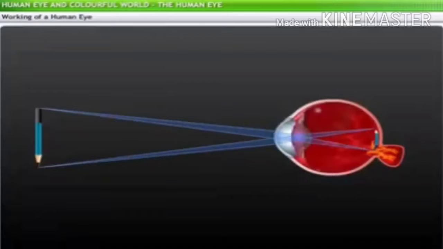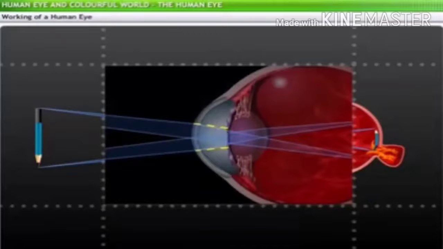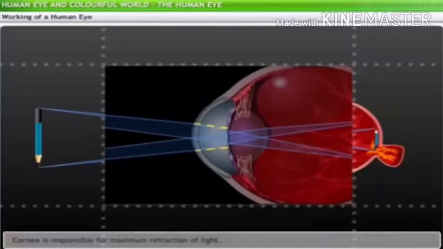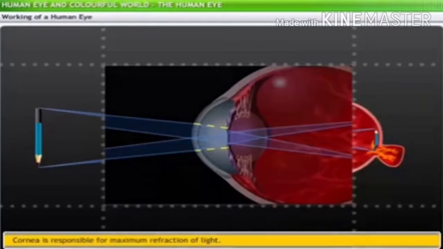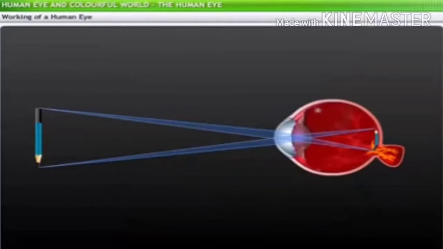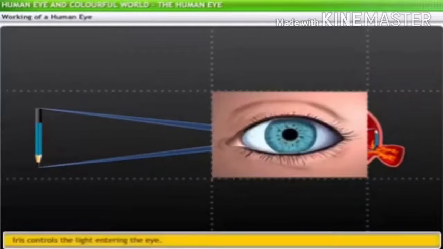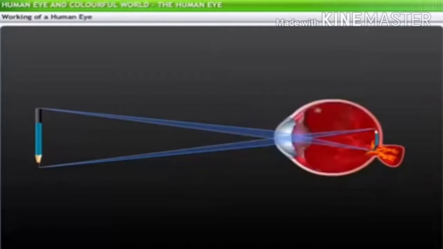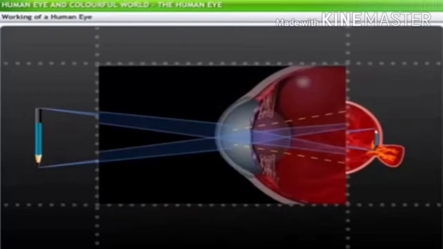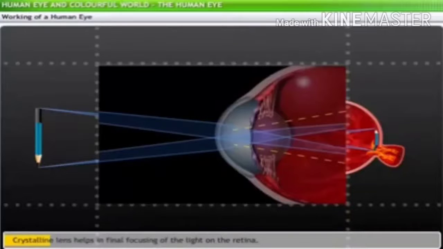When light rays reflect from an object towards an eye, the cornea refracts these rays so that they are incident on the lens. The cornea is responsible for maximum refraction of the light incident on the eye. With the help of involuntary movement of the ciliary muscles, the iris and the pupil control the light entering the eye and incident on the lens. The crystalline lens, being biconvex in nature, refracts the light rays it receives. It helps in final focusing of the light on the retina to form a real image.